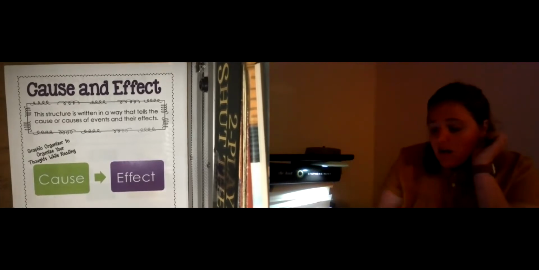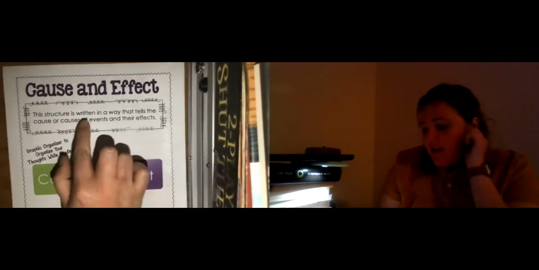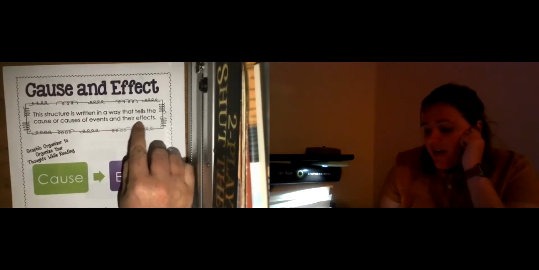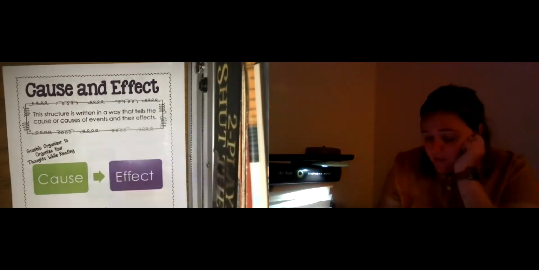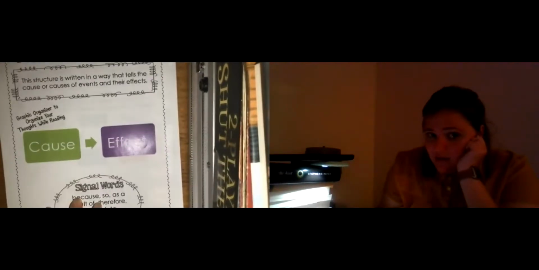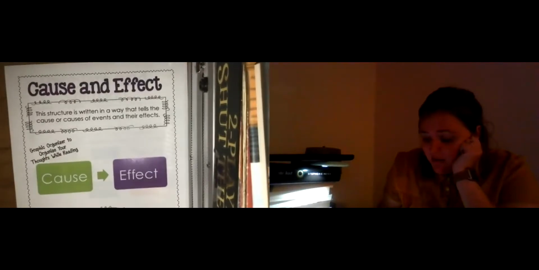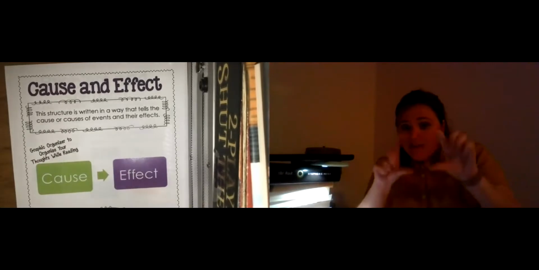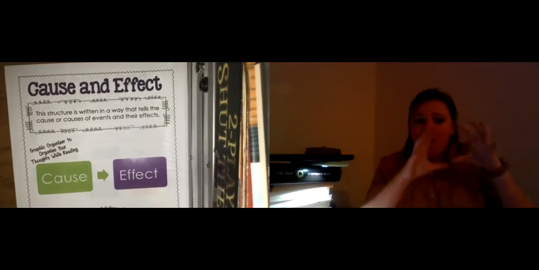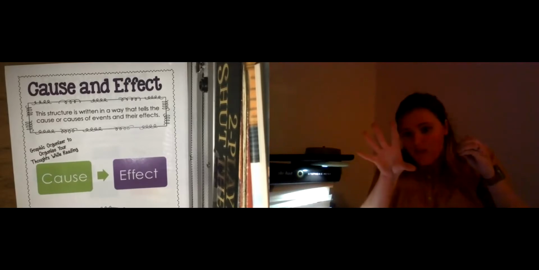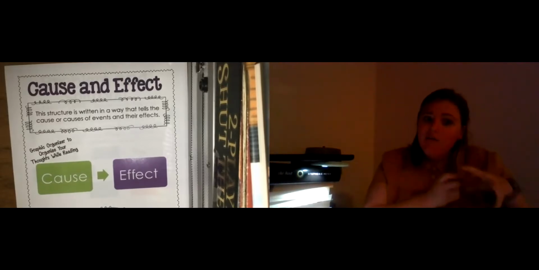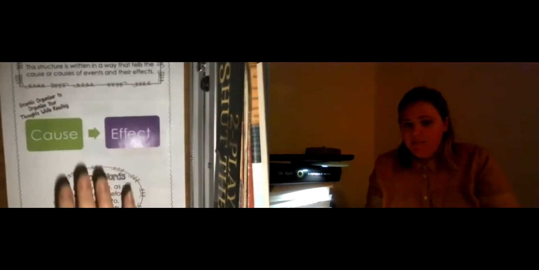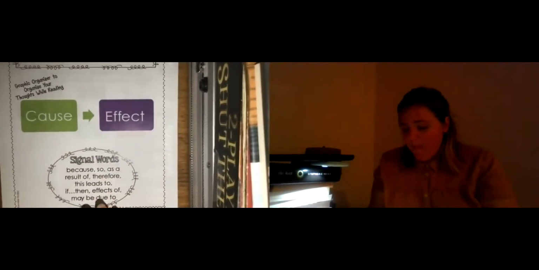So, cause and effect. This structure is written in a way that tells the cause or causes of events and their effects. Or effect, could be one effect. Okay, again, this is just an example of an organizer. We can have a whole linking chain, one thing leading to another thing, or we can have one cause that has a lot of effects, or we can have a lot of causes that all lead to one effect. So different organizers that you could potentially use here.